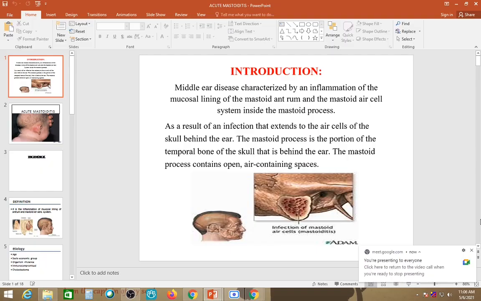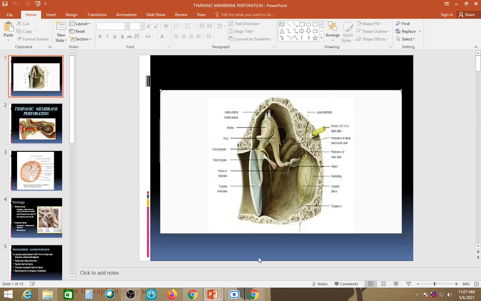Okay, we will start. Before that, I want to show one picture here. Can you notice from this slide? What is this? From the pictures, can you see? Yes? Eardrum. Yes, very good.